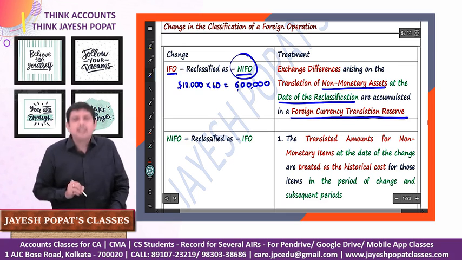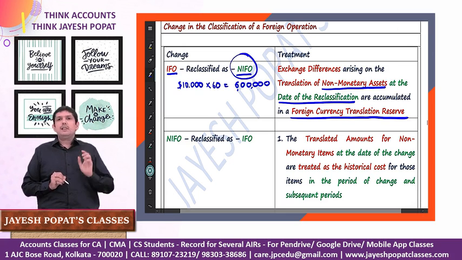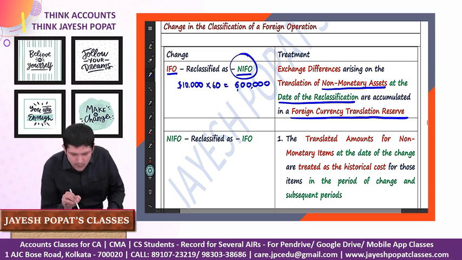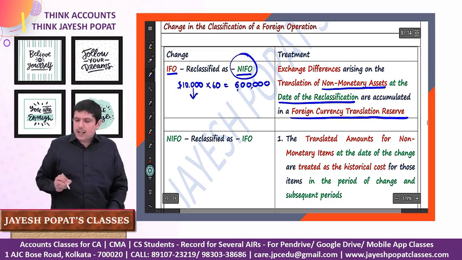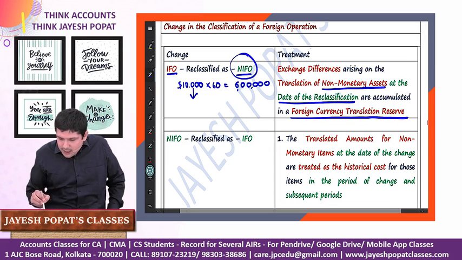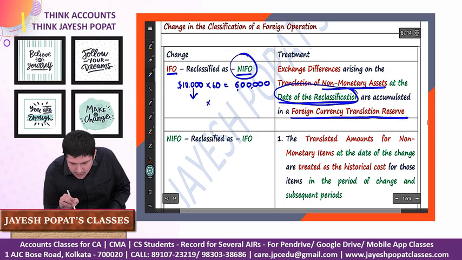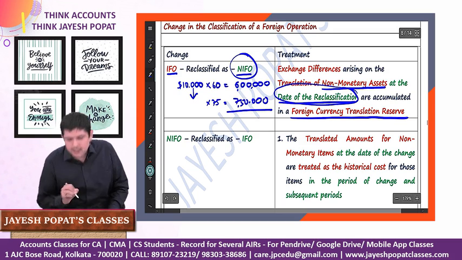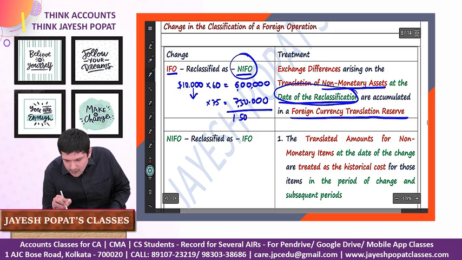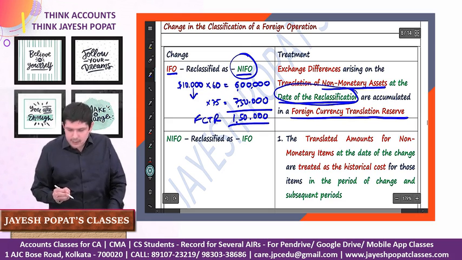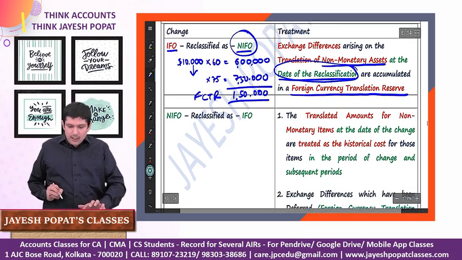Now when you are reclassifying it as a non-integral foreign operation, you will have to convert this $10,000 into INR using the exchange rate on the date when the reclassification is done. Maybe the exchange rate on the date of reclassification was 75. So now this fixed asset will appear at 7,50,000 and this 1,50,000 of difference will go to foreign currency translation reserve.